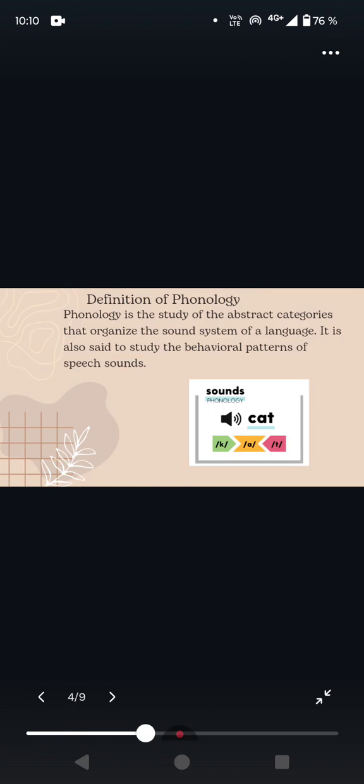So let's talk about phonology. Phonology is the study of the abstract categories that organize the sound system of the language. It is also said to study the behavioral patterns of speech sounds. Phonology analyzes concepts like phonemes, which are distinctive sound units, stress, intonation, and syllable structures, as well as how sounds change in different contexts, for example, assimilation or elision.